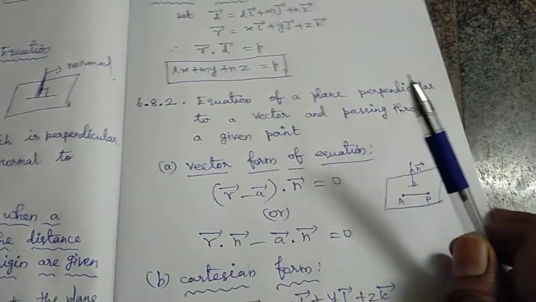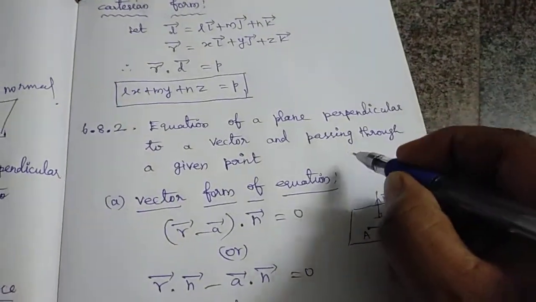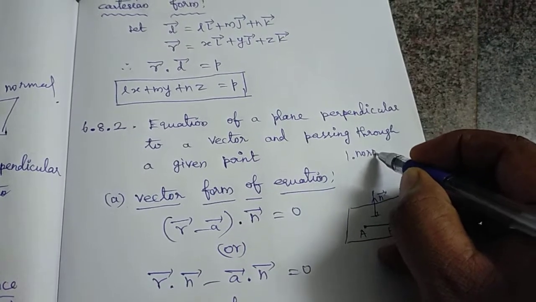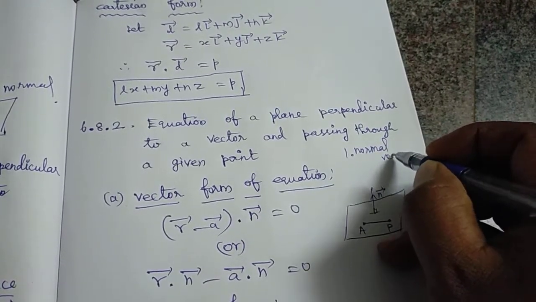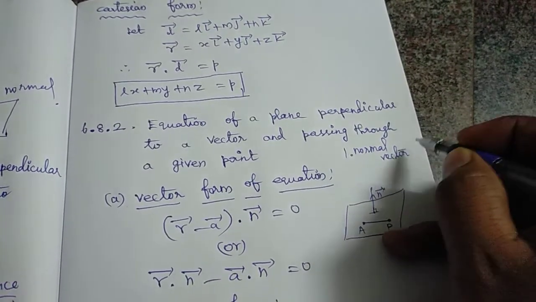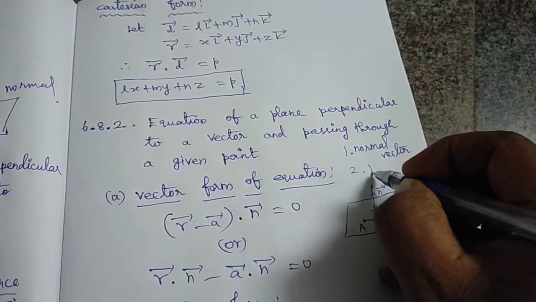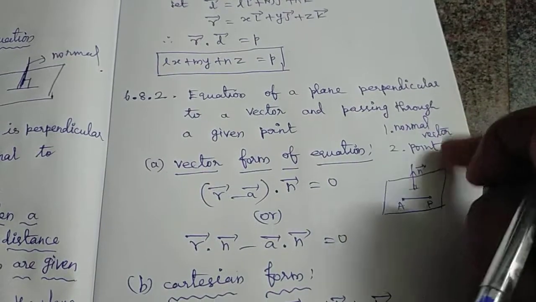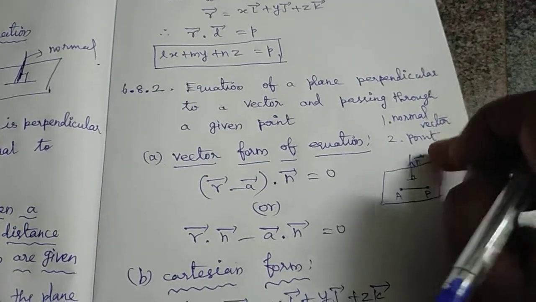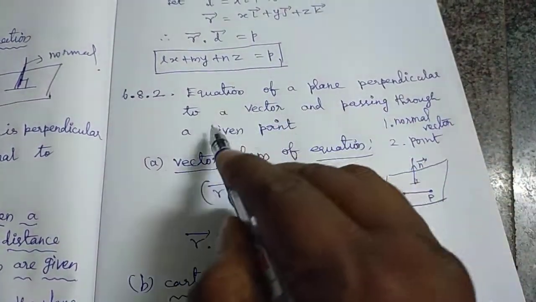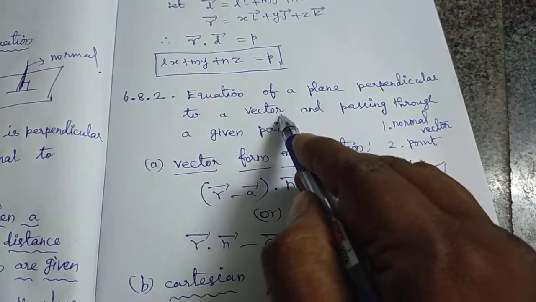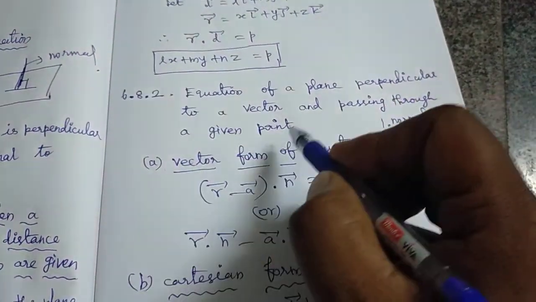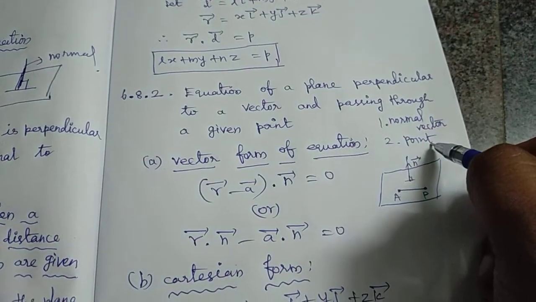Second formula: equation of a plane perpendicular to a vector and passing through a given point. In this sentence, two values are given. First one, again normal vector. Second one, point. Can you understand, children? First one, perpendicular to a vector; perpendicular to a vector is normal vector. And passing through a point, second one, point.